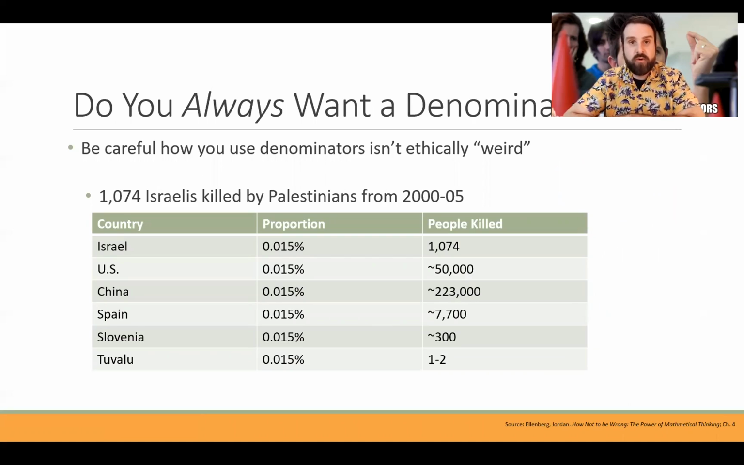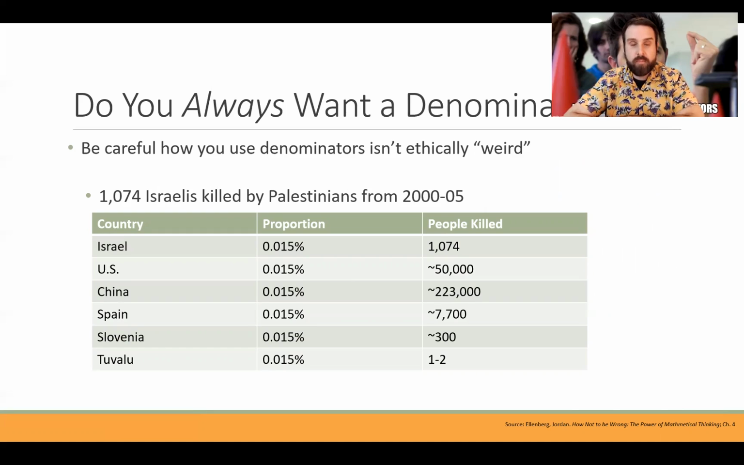Now, here's an interesting question that Ellenberg brings up in his book, How Not to Be Wrong. Do you always want a denominator? There are some situations, I think, where focusing too much on the denominator and adjusting for the denominator can feel a little ethically weird.